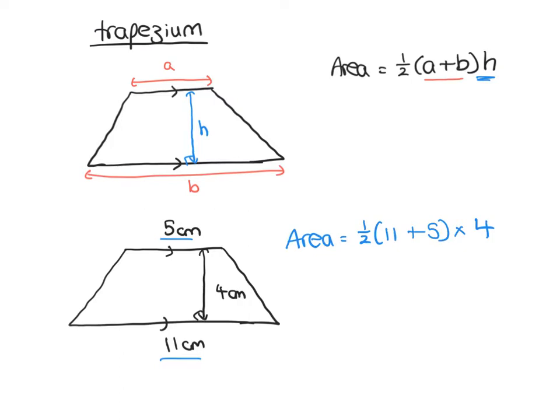And then BODMAS means you're going to have to do the brackets first. You can take your calculator out and type it in, but you can do it in your head. 11 add 5 is 16. So this is the same as a half times 16 times 4. Again, at this point you could type it into your calculator, but we don't need to. A half of 16, if I do this bit first, is 8. And then I've still got my times by 4, and 8 times 4 is 32 centimetres squared.